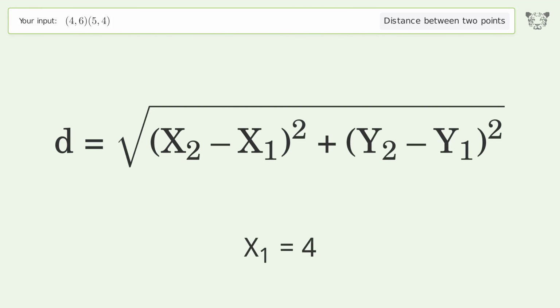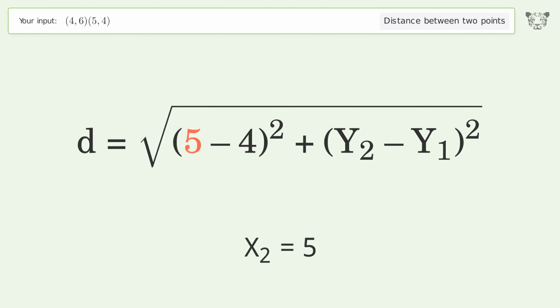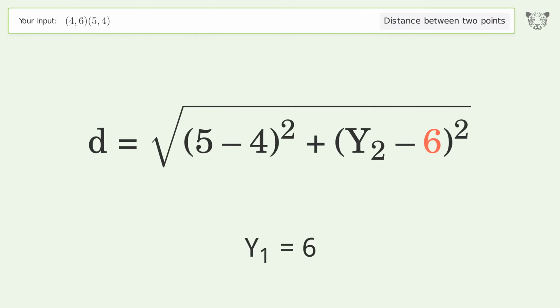x1 equals 4. x2 equals 5. y1 equals 6. y2 equals 4.